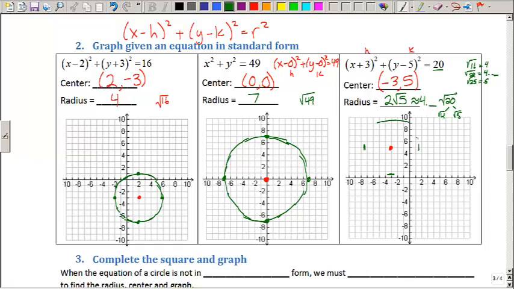Connect your points with a circular shape. And we have our graph of a circle.